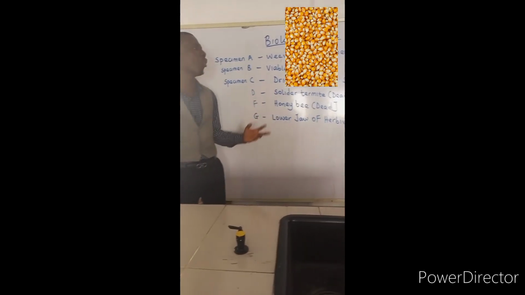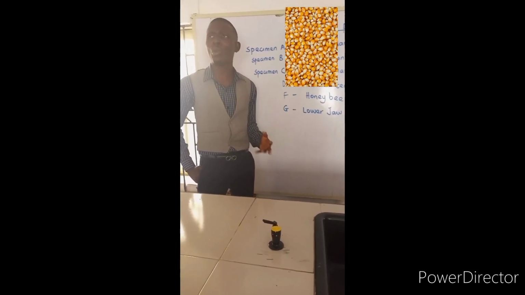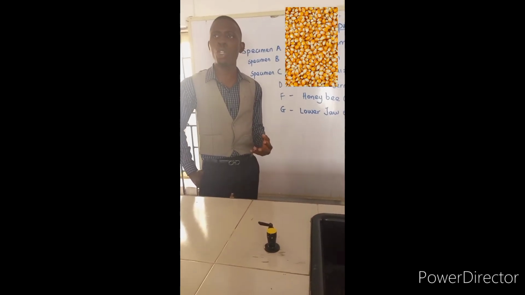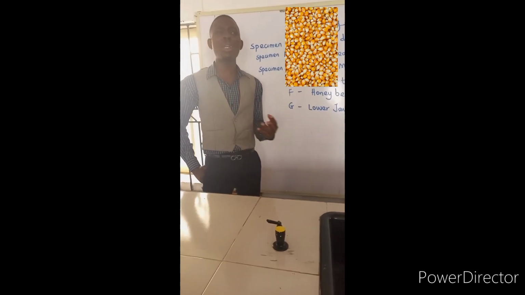Since we already know that the type of food which maize grain belongs to is carbohydrate, they can ask us what the importance of carbohydrate is. Carbohydrate is an energy-giving food. It provides the body with energy. They can ask us what the types of carbohydrates are.